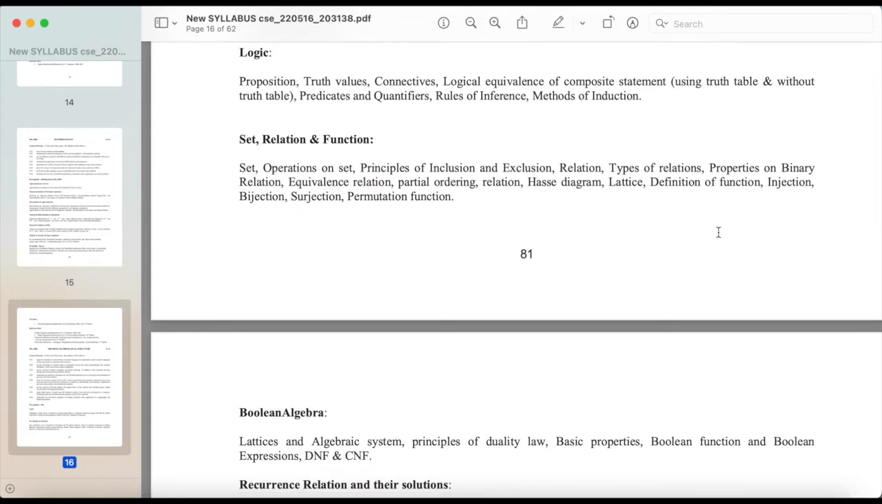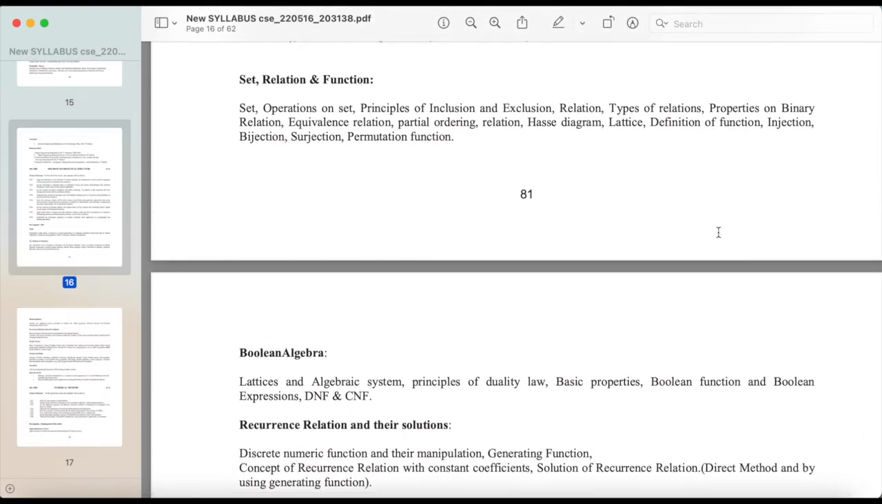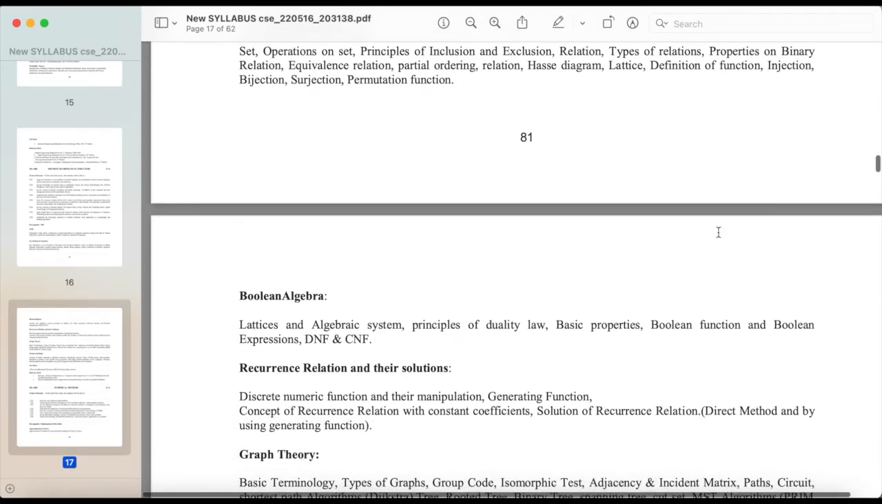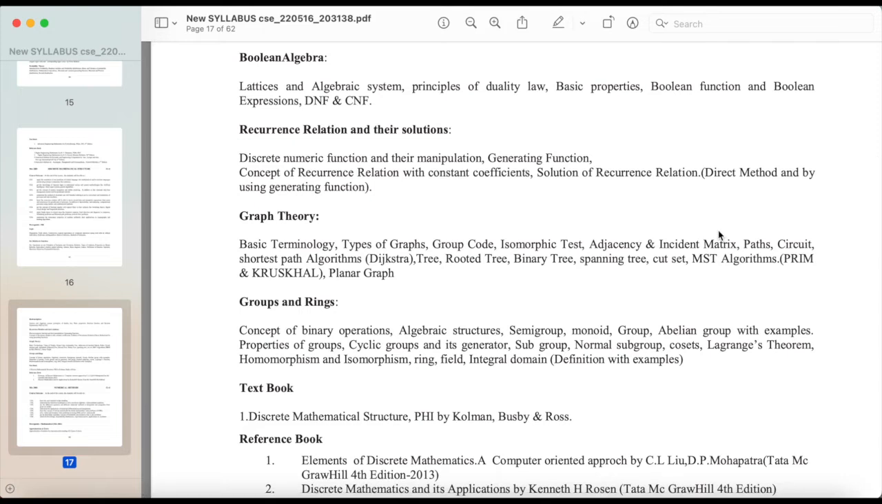Logic: proposition, truth values, connectives, logical equivalence of composite statement using truth table and without truth table, predicates and quantifiers, rules of inference, methods of induction. Set, relation and function: set, operations on set, principles of inclusion and exclusion, relation, types of relations, properties of binary relation, equivalence relation, partial ordering relation, Hasse diagram, lattice, definition of function, injection, bijection, surjection, permutation function.